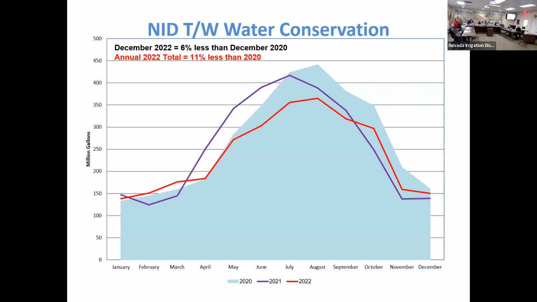And then last but not least, our conservation. For the year, we did pretty darn good. We did 11% less than in 2020 on our treated water usage. And that's pretty darn close to what the governor was asking for, that 15% mark. So I commend our treated water customers for cutting back. They did a great job. And we'll see where it goes from here.